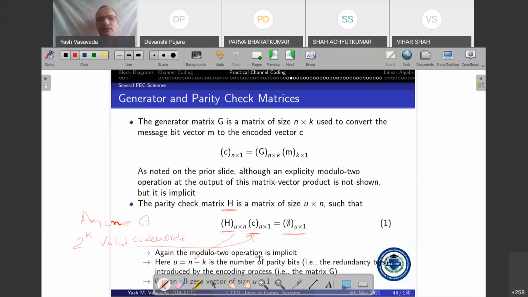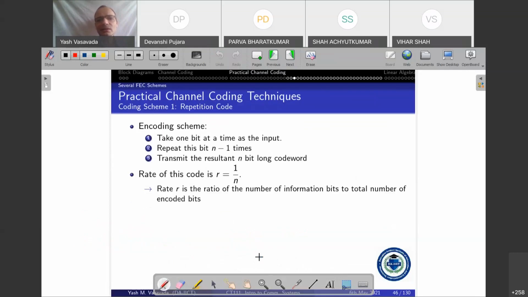And so the first concrete example that I'm going to take is the repetition code. This is our first scheme that we are going to study, but we have already studied this, so I'm going to very quickly flip over the slides. For the encoding scheme, you take only one bit at a time at the input, so small k is 1. And we just repeat it n minus 1 times, and then we transmit the resultant n-bit long codeword, and so the rate is 1 over n.